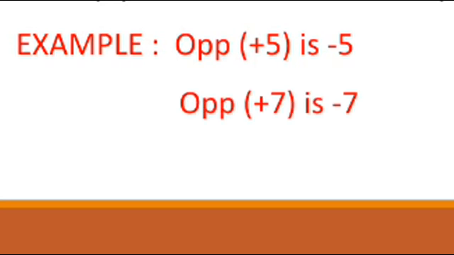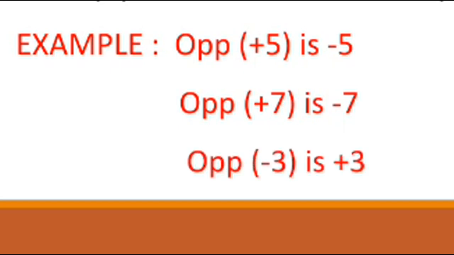The opposite of plus 5, how do I find it? We need the same number but with the sign changed. The opposite of plus 5 is minus 5. The opposite of plus 7 is minus 7. I just change the sign. The opposite of minus 3 is plus 3.